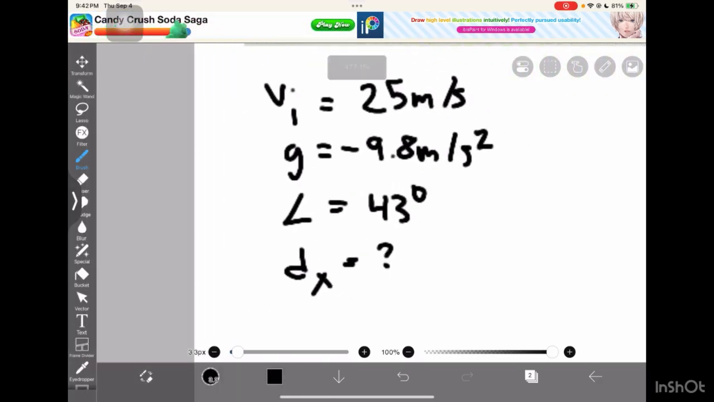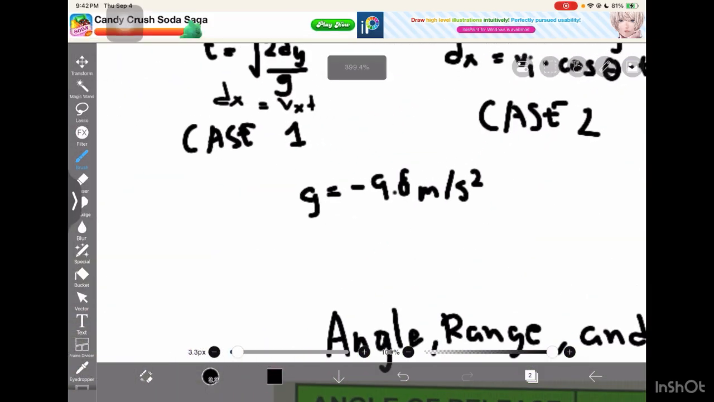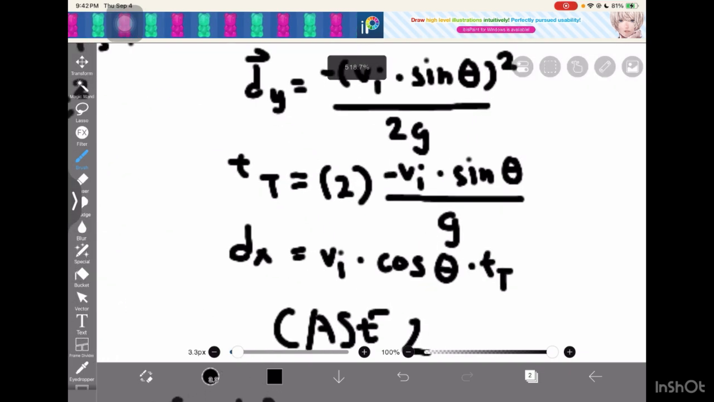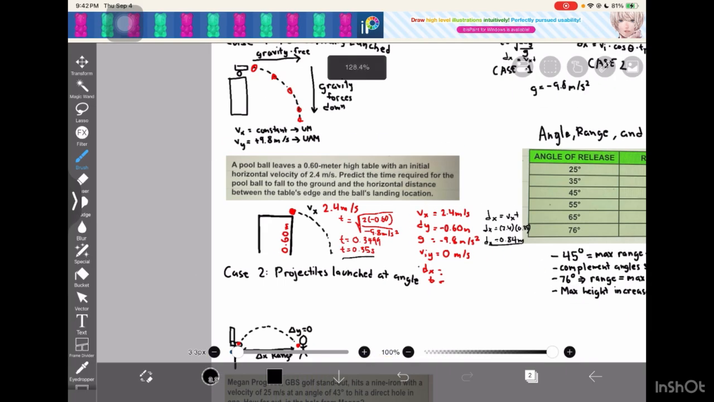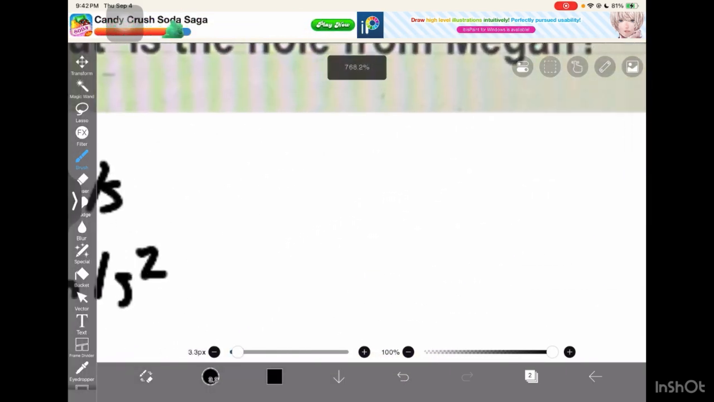So can we find it immediately by this formula? We have V sub I, we have the theta, but we do not have our total time. So let's solve for t.